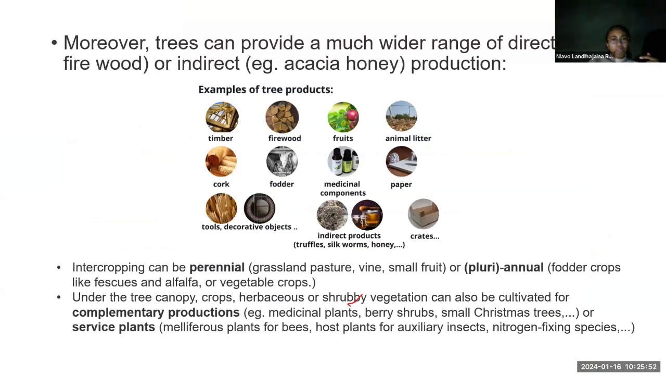Moreover, trees planted in the agroforestry plantation can provide a much wider range of direct or indirect production. We can see in this picture, for example, some timber, firewood, fruits, animal litter, paper, medicinal components. And the intercropping can be perennial or pluriannual. Under the tree canopy, crops, herbaceous, and scrubby vegetation can also be cultivated for complementary productions or service plants.